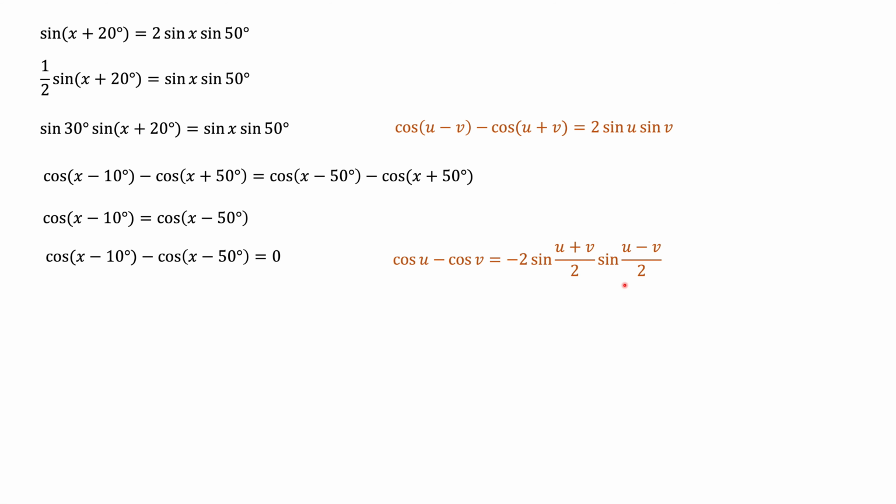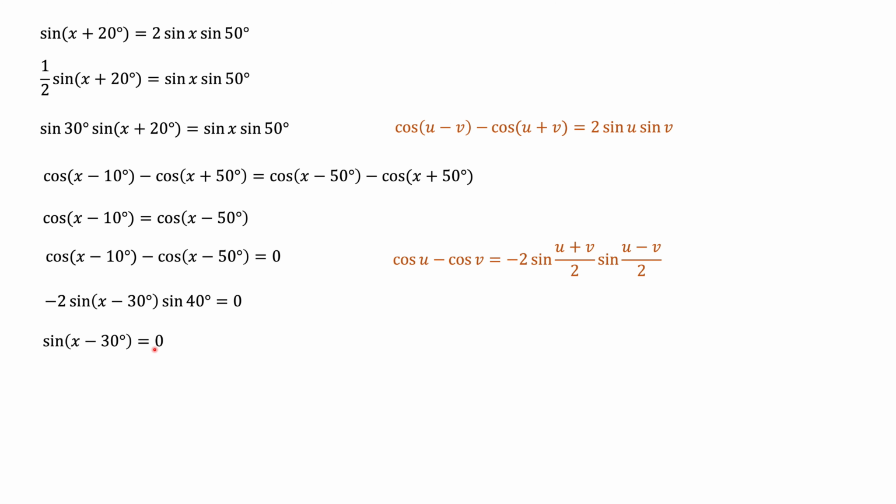So this is what we're going to use. In this case, u will be x minus 10. v is going to be x minus 50. If we apply this, that's what we're going to get. Notice the sine of 40 degrees is a positive number. So in order for this expression on the left to be 0, we need sine of x minus 30 to be 0.